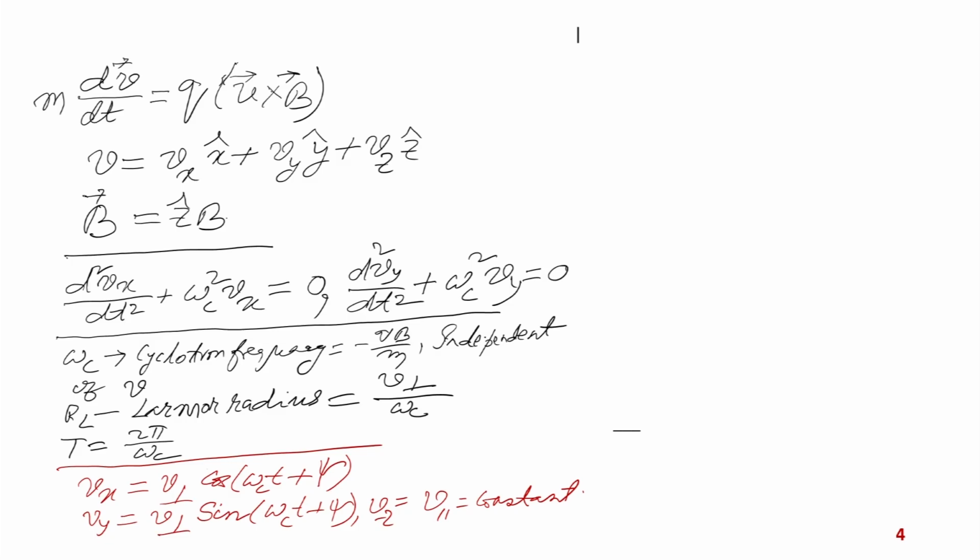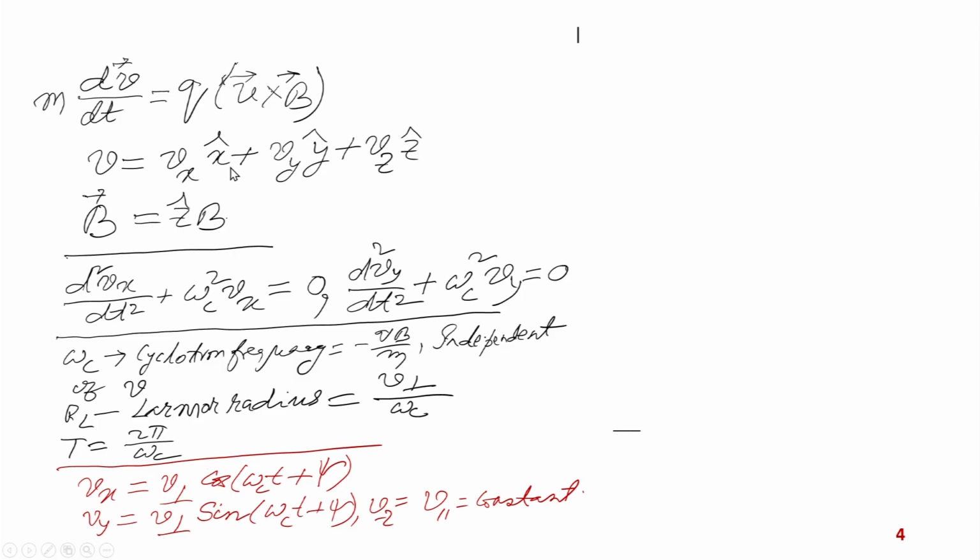As I explained in the last class, the force on a moving charged particle is given by the Lorentz force. From the Lorentz force we write the equation of motion: mass multiplied by acceleration equals the force exerted by the magnetic field on the charge. We assume the particle is moving in an arbitrary direction, so we have taken the velocity components in x, y and z, but the magnetic field is considered only z directed.